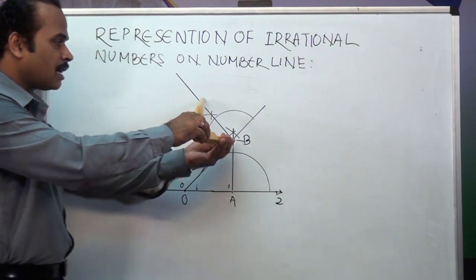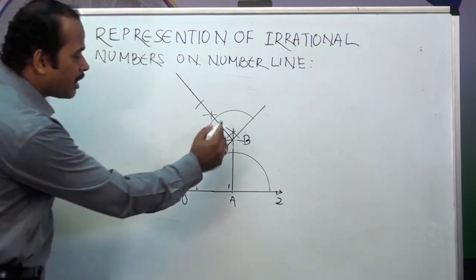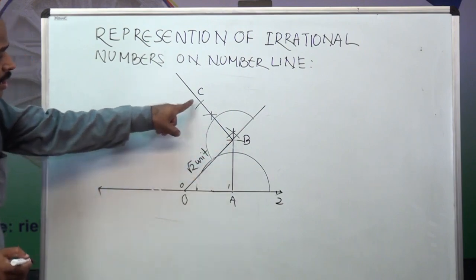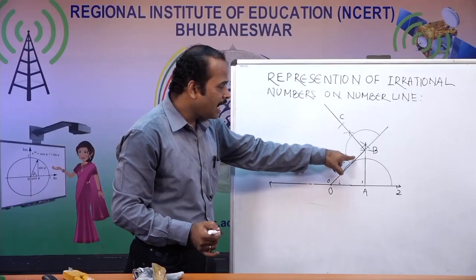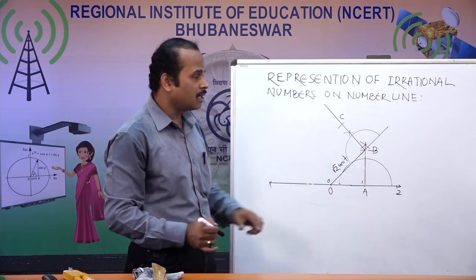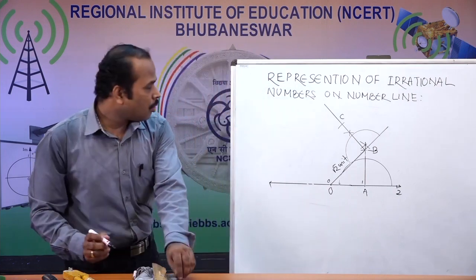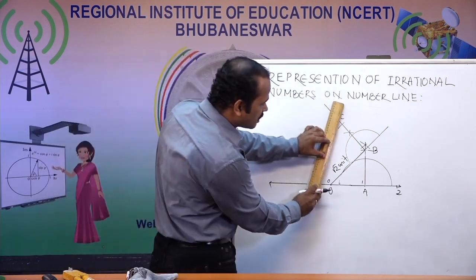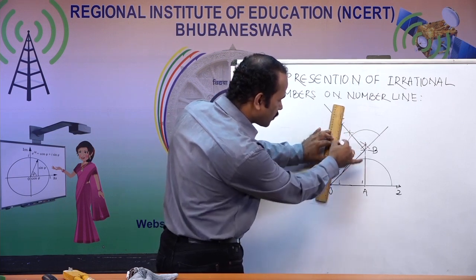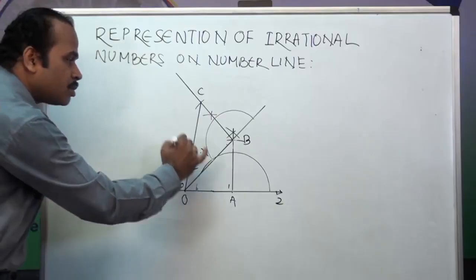Again I have taken this and cut the arc. You will find this point represents, let us take C. Now this CB to C is 1 unit and this angle I have taken as a right angle. Now this OB distance is √2 unit, and this is 1 unit. If I join this O to C, what will I find? This length of OC now represents √3 unit. So in this process I got √3.